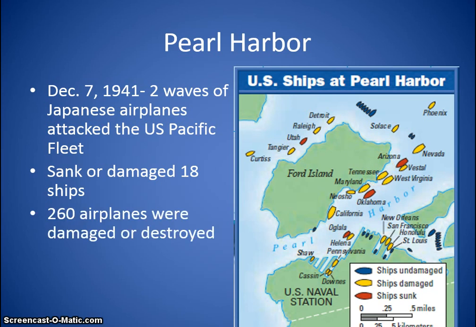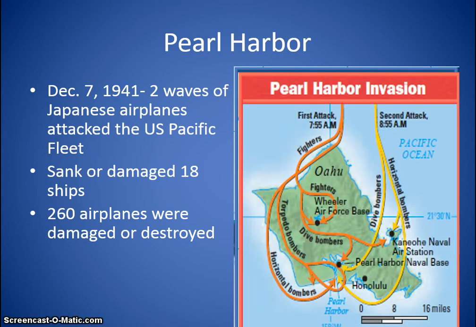260 airplanes were damaged or destroyed, so again, it did hurt us, but again, we were able to rebuild pretty quickly. And this is the way they invaded. First attack goes in through the west side, and then the second attack goes in through the east side, so you have them all here. Almost 6,000 Americans died, right? So we'll be going over this in class a little bit more into detail.